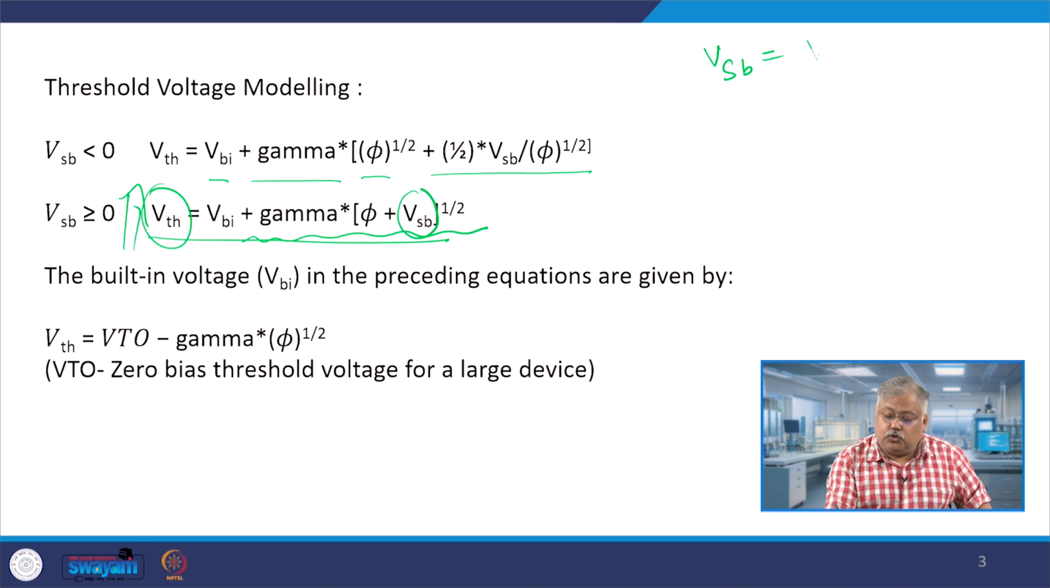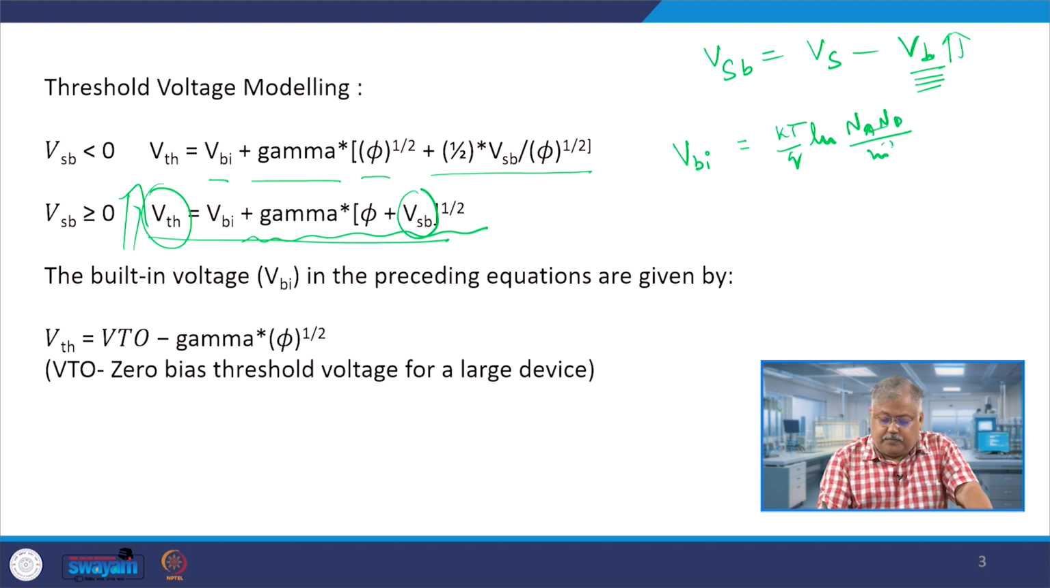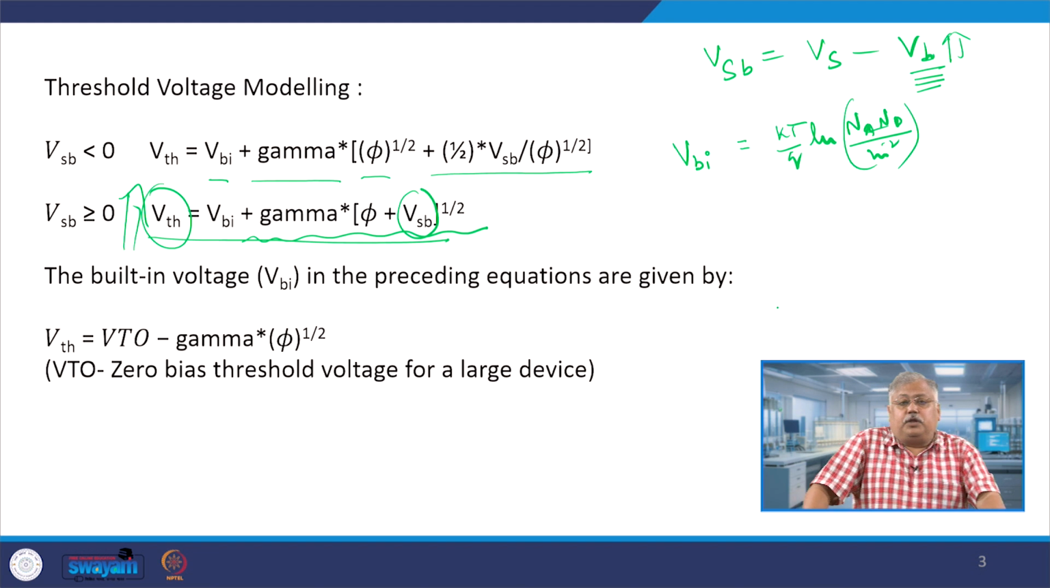VSB is given as V source minus V bulk. If this quantity goes on increasing, it can only happen when the bulk potential VB goes down and VS is kept constant. Generally, we do not touch the source potential to a larger extent. So if we go on reducing the value of VB, VSB increases and the threshold voltage also increases. Now, V built-in is basically given as kT by q ln of NA by ni square, and it depends therefore on the doping concentration.